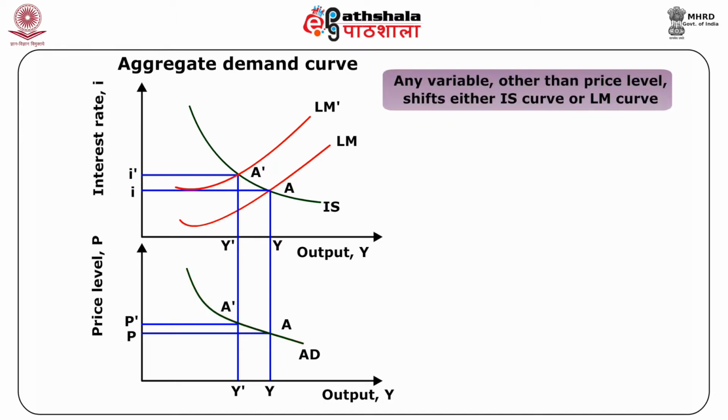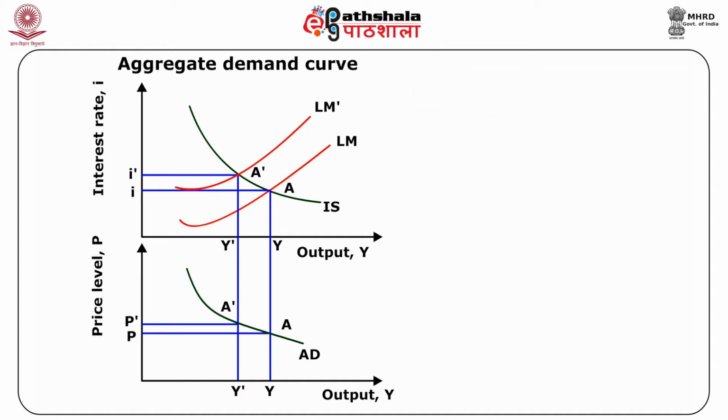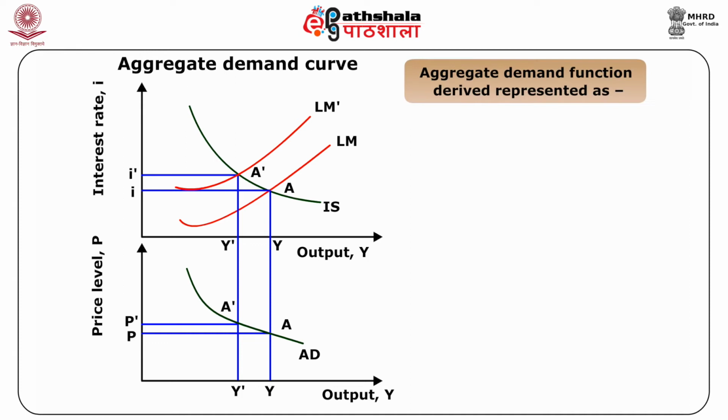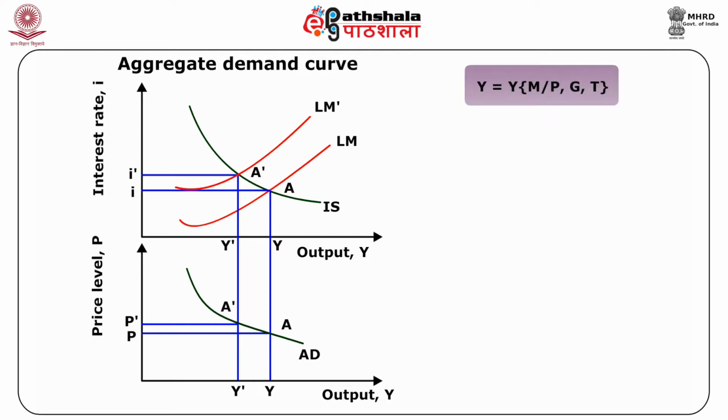Any variable other than the price level that shifts either the IS curve or the LM curve also shifts the aggregate demand curve. The aggregate demand function that we have just derived can be represented as Y = Y(M/P, G, T).